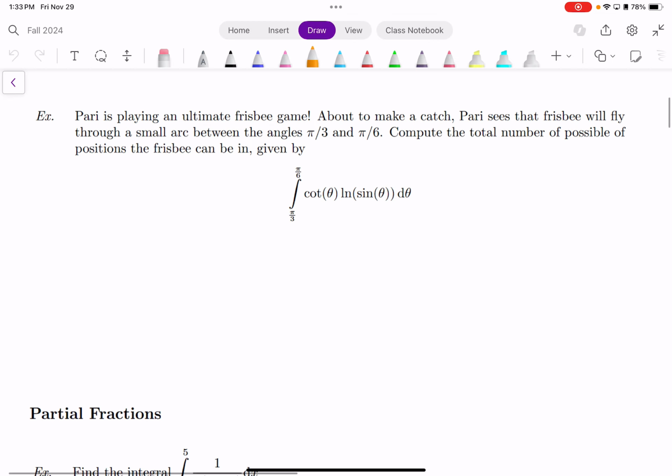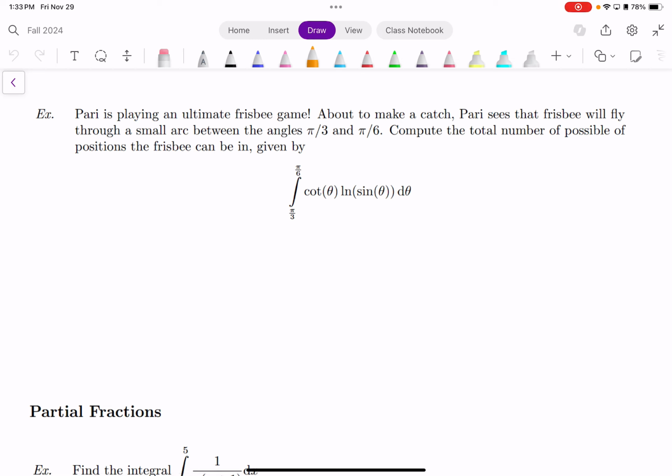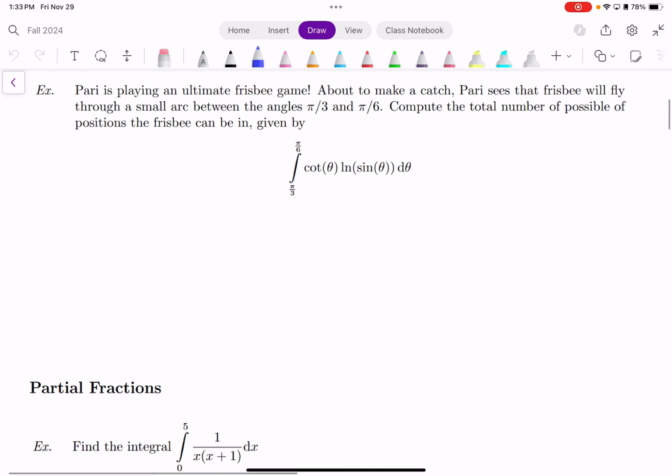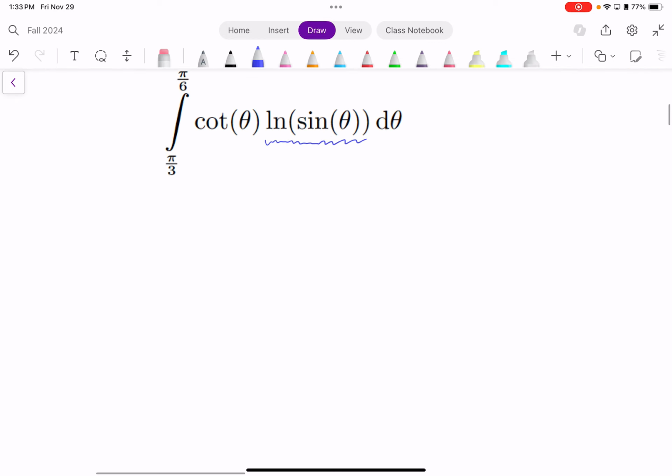So we'll get started. Pari is playing an ultimate frisbee game. About to make a catch, Pari sees that the frisbee will fly through a small arc between the angles pi over 3 and pi over 6. Let's compute the total number of positions the frisbee can be in, i.e., let's compute this integral. So just a simple substitution here. We know it's going to be a substitution because we see functions that are composed inside of each other. And, well, let's try it out.